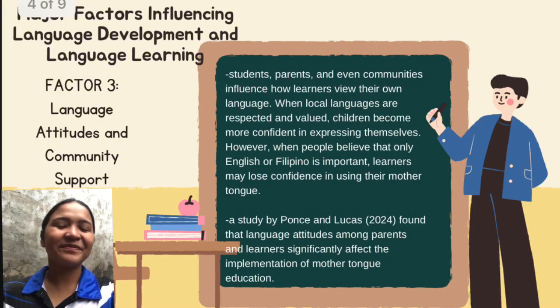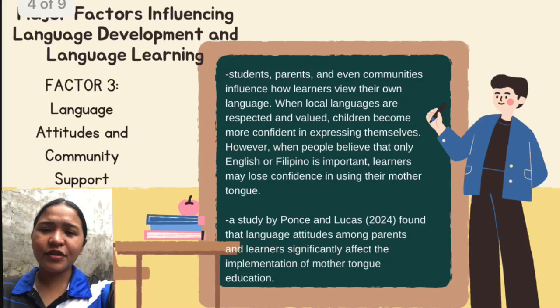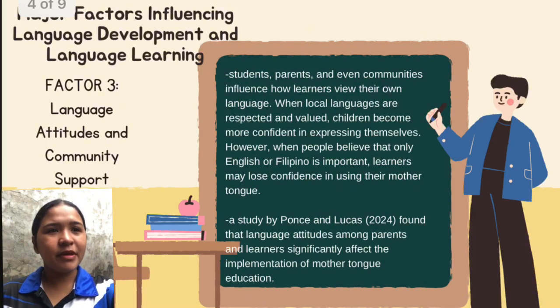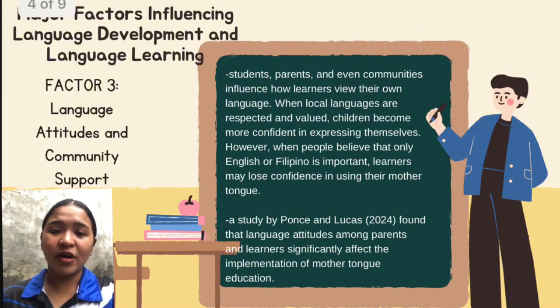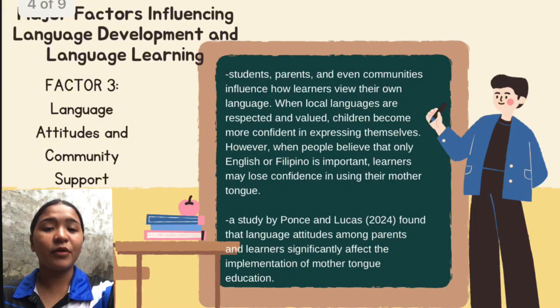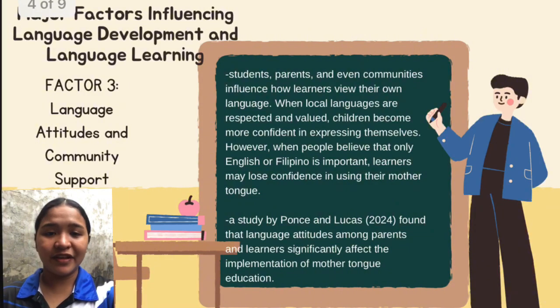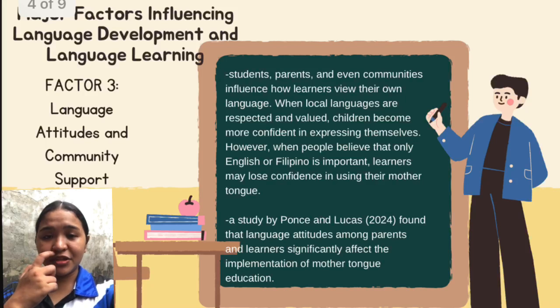Factor 3: Language attitudes and community support. Another important factor is people's attitudes toward the language. The students, parents, and even the communities influence how learners view their own language. A study by Ponce and Lucas in 2024 found that language attitudes among the parents and learners significantly affect the implementation of mother tongue education.